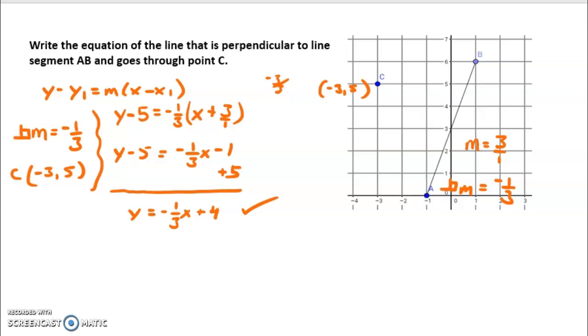And if you wanted a visual on this one, think about this. You know you're crossing at 4, and now do your slope. Negative 1 over 3 puts you this way, or going backwards, and draw that line through there. It'll totally work. All right, here we go.